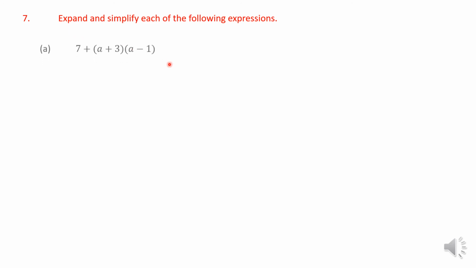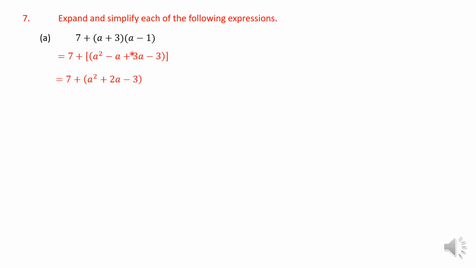Expand and simplify the following. So you first have to multiply a plus 3 times a minus 1 first, because that's a term on its own. So what I did is I put them in square brackets, and when you do a times a, you get a squared. A times negative 1 is minus a, and 3 times a is 3a, and 3 times negative 1 is negative 3. Now I clean up in the middle here, I get 3a minus a is 2a.